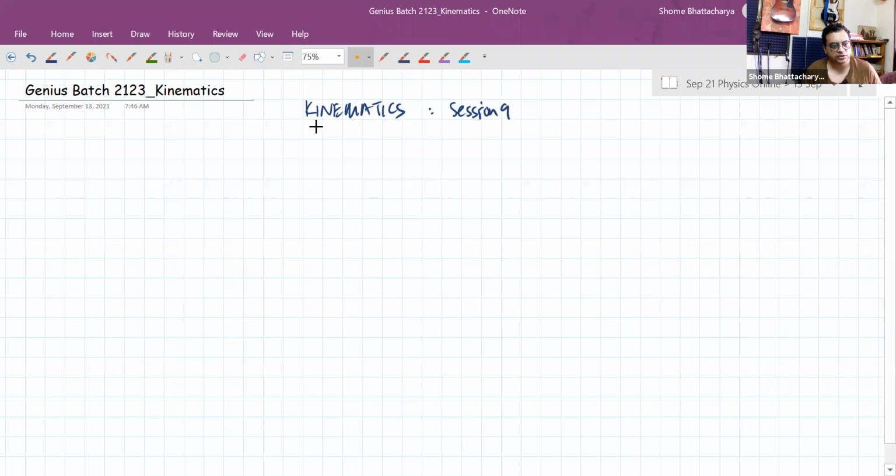So, the equations of relative motion, we had discussed the general equations in vector algebra last time. So, today is a very important lecture because we'll be seeing a number of applications of that.